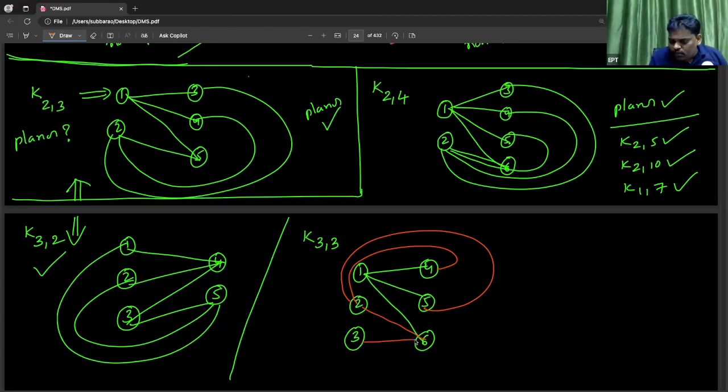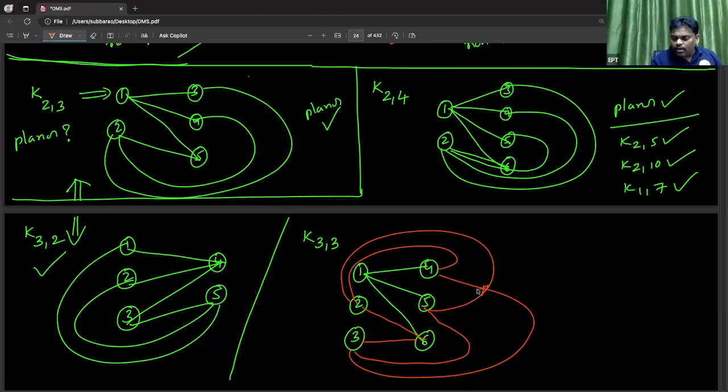See this one. 1 covered. What about 3 to 5? What about 3 to 4? If I go inside, so many edge crossings. If I go outside, see this one. If I go outside, this person also no problem. 3, 5 also no problem. 3, 6 also no problem. But 3, 4 having serious issue. Suppose if you want to go like this, he will cross. Suppose if you want to go like this, he will cross.